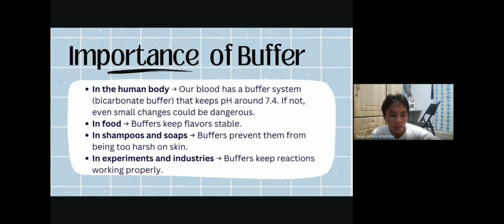So yung pangalawa po ay in food. The buffers keep flavors stable. The third is in shampoos and soaps. Buffers prevent them from being too harsh on skin. At yung panghuli po ay in experiments and industries. So yung buffers keep reactions working properly.